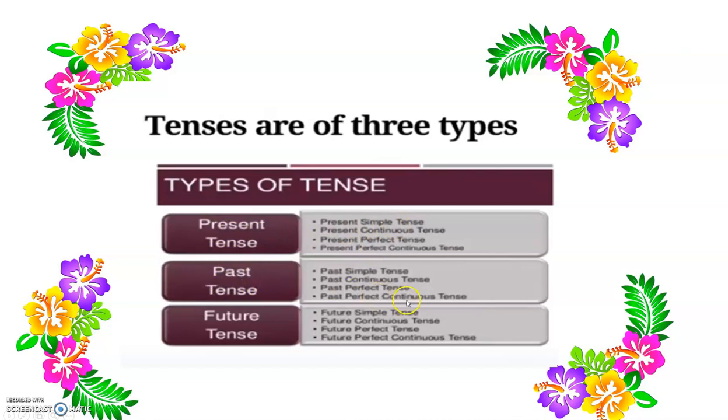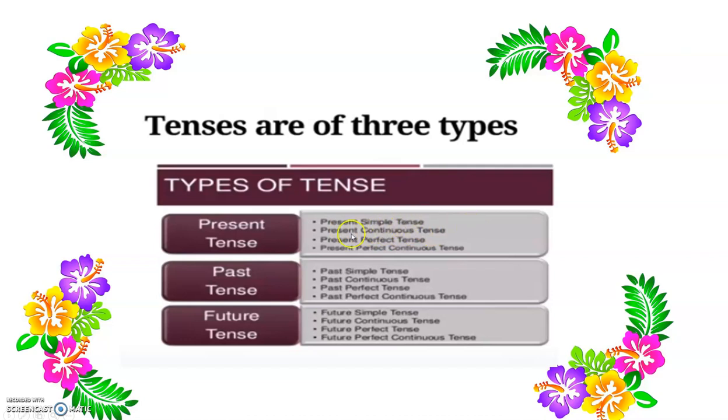Under past tense, 4 types. Under future tense, 4 types. Clear? Now, under present tense, which are the 4 types, children? Present simple tense, or you can say simple present tense. Either way, it is correct. Then, present continuous tense. You even call it present progressive tense.